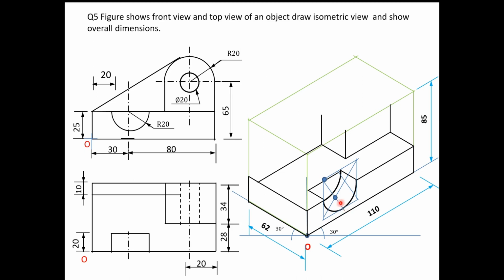Similarly, you have to transfer this and complete this. Now here we have to prepare the rhombus for the circle. So here I have prepared the rhombus, having diameter 20, so 20 by 20. Complete the circle here. Again we have to prepare the rhombus for this portion also and complete this semicircle.